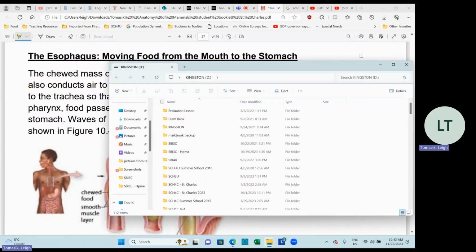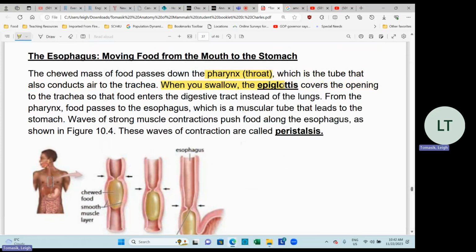When you swallow, the epiglottis covers the opening to the trachea so that food enters the digestive tract instead of the lungs. Very important. Lungs can't deal with food, right? Then you choke. From the pharynx, food passes to the esophagus.